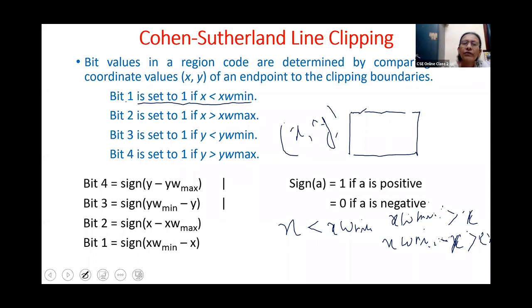This is another way of expressing the same inequality. If x is less than xw min, then we are setting it to 1. Or you take the value of xw min minus x. If the sign is positive, you set to 1. If the sign is negative, you set to 0. Is this clear?